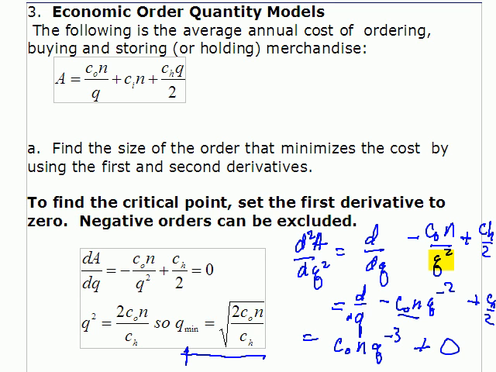Now look at this. C naught is positive, N is positive, Q is positive. This is always positive. You don't have to evaluate it. It's always going to be positive just by inspection. Because it's always positive, it's going to be positive at the critical point. Therefore, that critical point is a minimum.